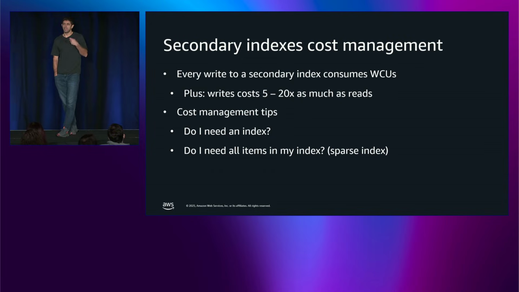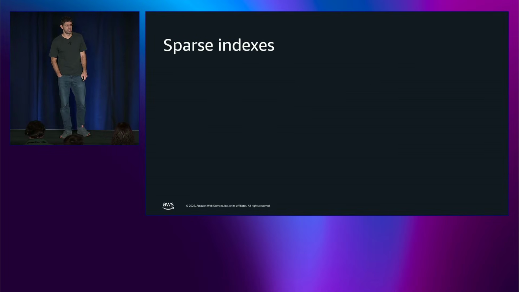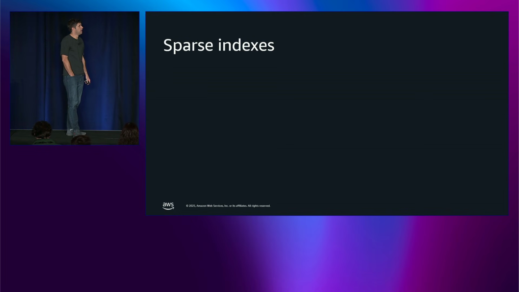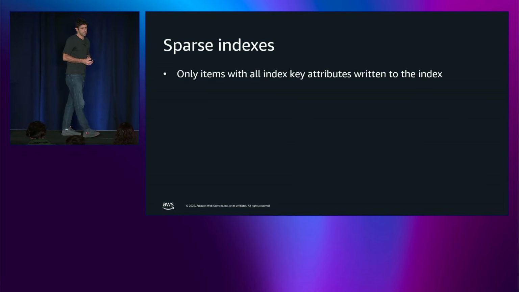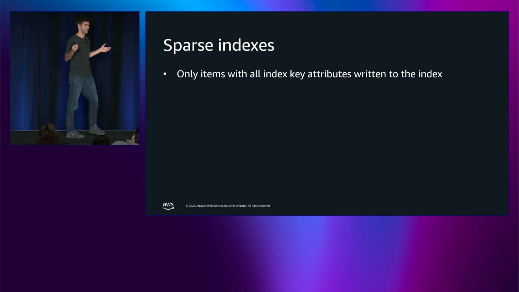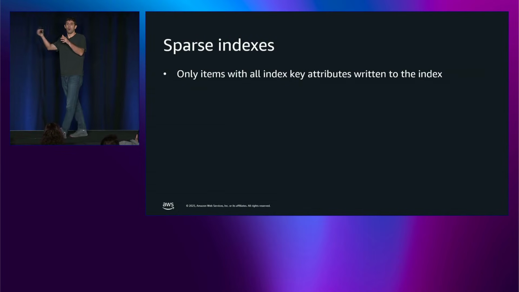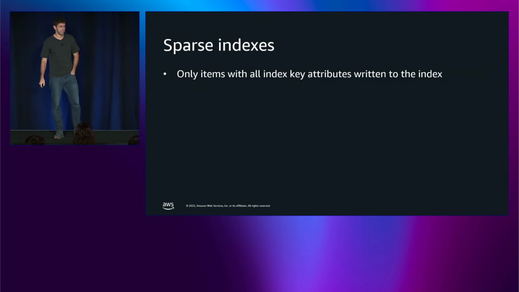The second one is, if I do need an index, do I need to put all my items into my index? This is where the sparse index pattern shows up. The thing about secondary indexes is Dynamo is only going to write items to your secondary index if they have all the index key attributes. So if you have that GSI1 PK, GSI1 SK, or if you're using these multi-attribute composite keys, it has to have all those different elements to be replicated into your secondary index.